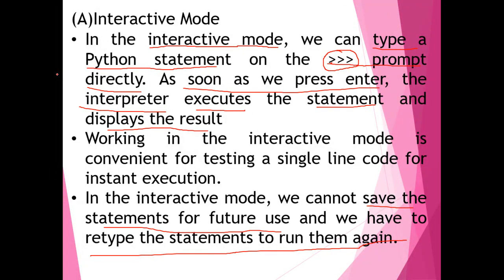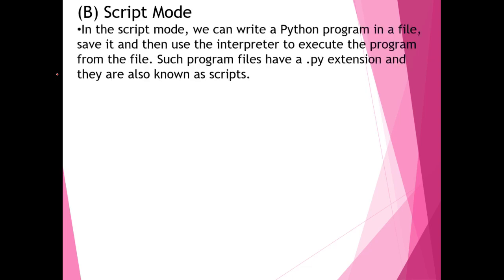Now the second mode which we discussed earlier is basically the script mode. As we have seen, there are two types of modes in Python in which we can work. The first one is the interactive mode that we have already seen. Now the second type of mode is basically the script mode. Now what is a script mode? In the script mode we can write a Python program in a file.